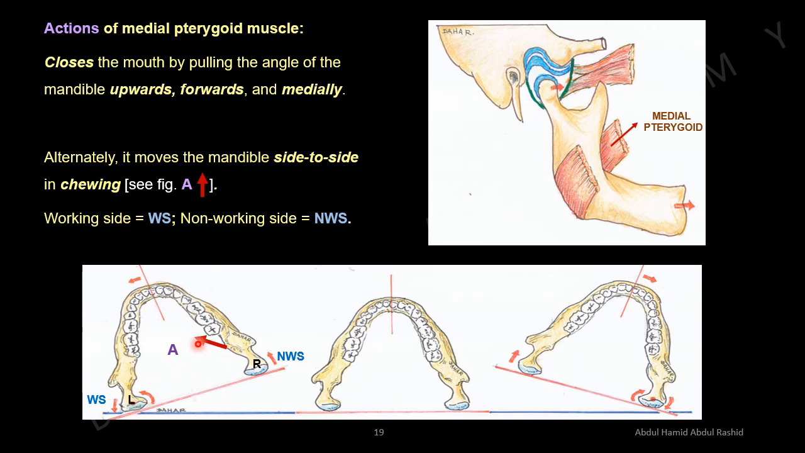Medial pterygoid muscle is attached to the medial surface of the ramus of the mandible. When it contracts, it pulls this right temporomandibular joint, which will glide forward. The mandible will be tilted to the left side, and left temporomandibular joint, here is the axis, will rotate. So this joint will rotate and is called working side, WS, and this joint is not rotating. This is called non-working side.